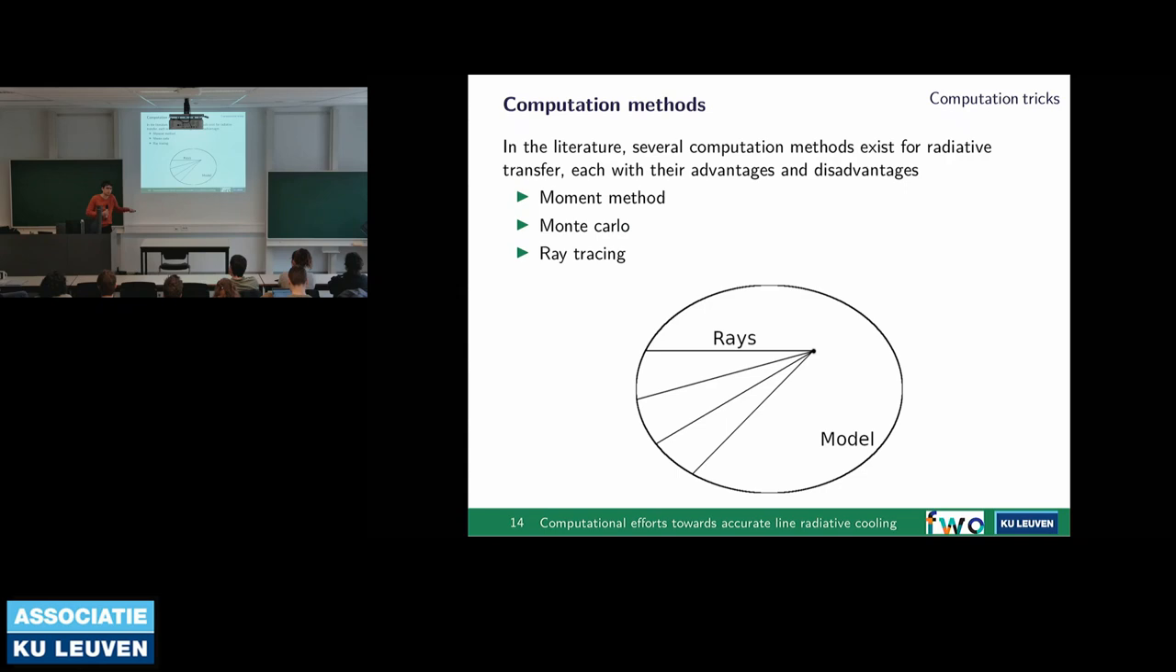And then last but not least, the thing we will be using in this seminar is a ray tracing method. For example, we want to compute intensities at this point here. What do we do? We trace in a specific direction, we trace some ray to the boundary, and we start solving our radiative transfer equation on this ray until we have an intensity at this point. The advantage is that it's a very accurate method, but the disadvantage is that it takes a lot of time.